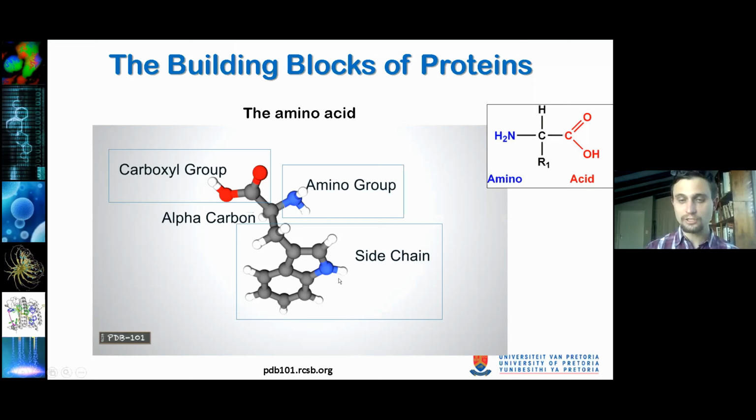The side chain is the one that varies from amino acid to amino acid. These two groups stay the same. You have the amino group, and the other group you can call an acid. This is why we call this an amino acid, because these two groups are the same for all the amino acids. It's just the functional group, the side chain, that differs for all of them.